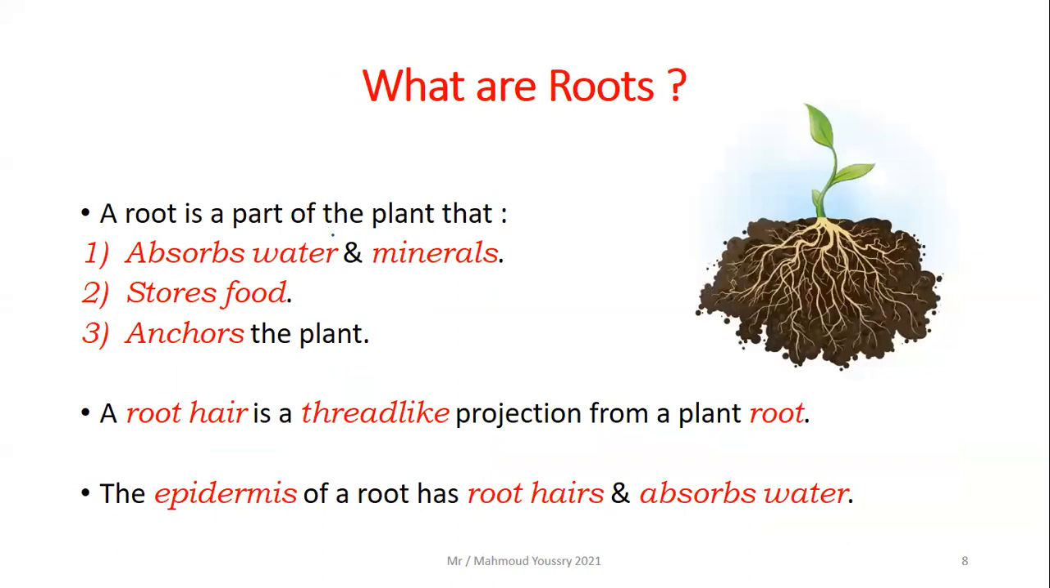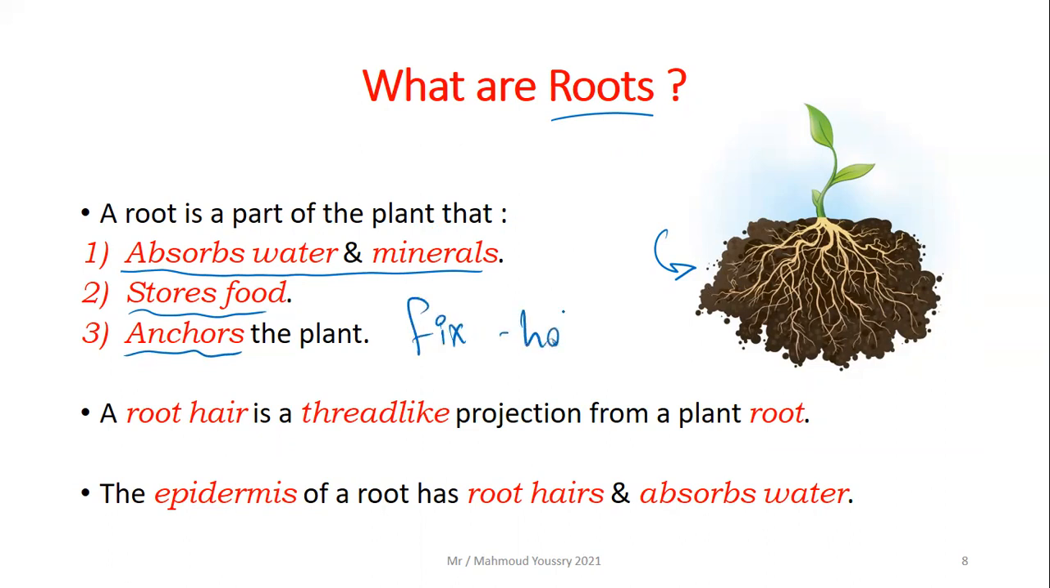Then let's talk about the different parts of the plant. The first important part of the plant is the root. Roots are deep in the ground, but not all of them. A root is the part of the plant that absorbs water and nutrients, stores food, and anchors the plant. Anchors the plant means it fixes or holds the plant to the soil. This is very important. So the root has three main functions: it absorbs water and minerals, stores food, and anchors the plant.